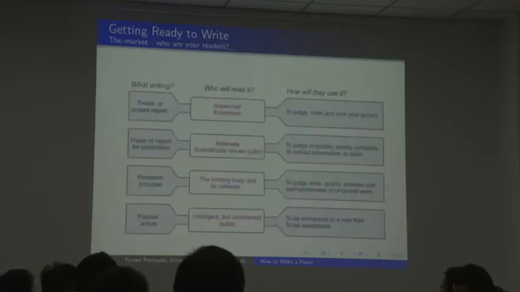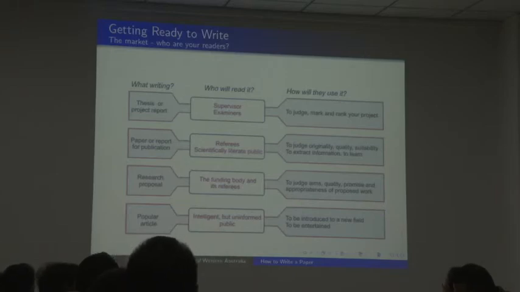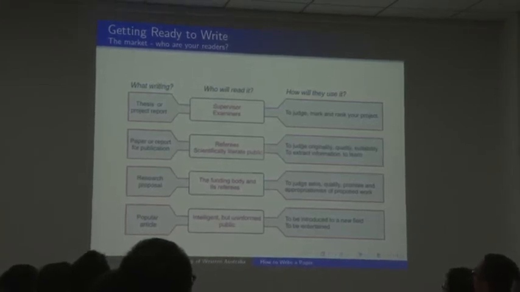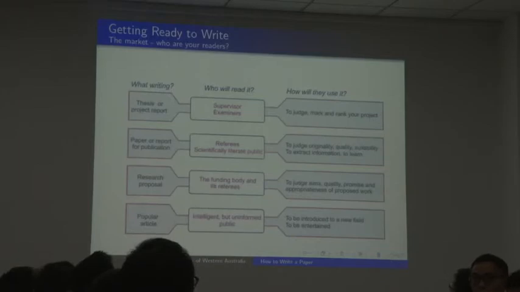So firstly, let's look at the market. The market is who your readers are. Suppose you are writing a thesis or project report. If you're writing a PhD thesis or a project report, then who is going to read your report are your supervisors and examiners. And why will they read it? So that they can judge, mark, and rank your project. So we need to understand who we are writing to and what they are going to do with it.